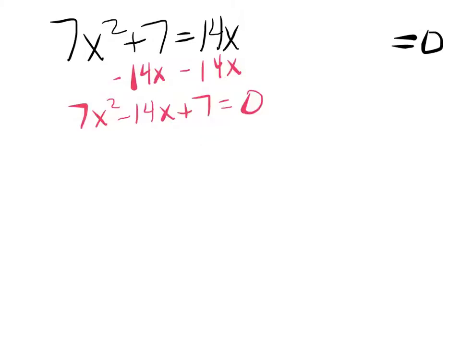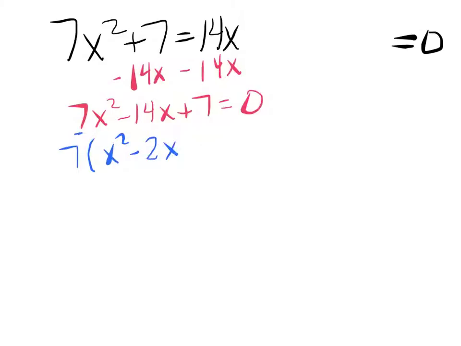Now initially when you look at this, you see a doesn't equal 1, but you don't have to use factor by grouping yet, because 7x squared, negative 14x, and 7 all have a GCF. The GCF is 7, so let's factor that out first. That means we're going to divide all of the terms by 7.